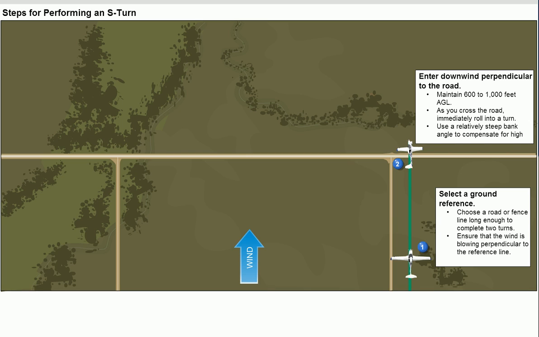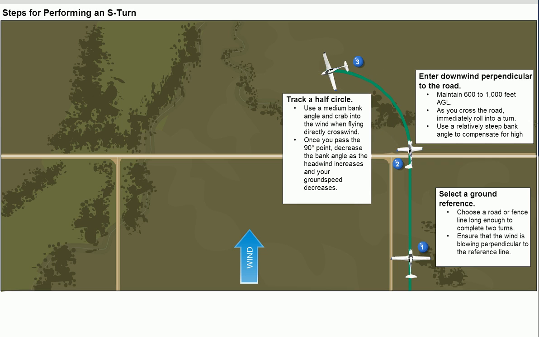As you cross the road, immediately roll into a turn. Use a relatively steep bank angle to compensate for high ground speed. Continue the turn and track a half circle over the ground. Use a medium bank angle and crab into the wind when flying directly crosswind. Once you pass the 90-degree point, decrease the bank angle as the headwind increases and your ground speed decreases.